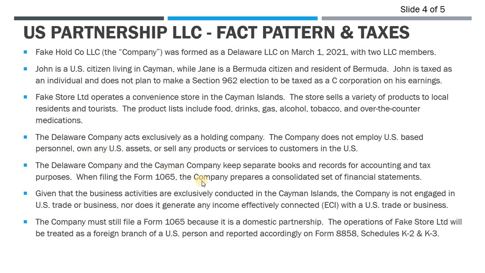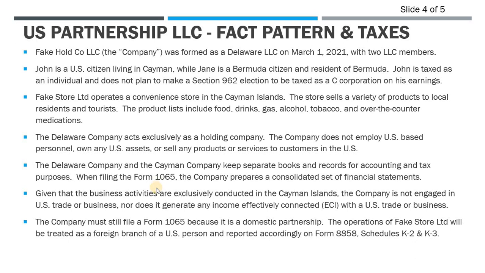The Delaware company and the Cayman company do keep separate books and records, right? So the Cayman company has its own accounting records because it needs to report certain things to the Cayman authorities, even though it doesn't pay any tax there. And the Delaware company keeps its own separate records. But when filing the 1065, all of these activities are consolidated.